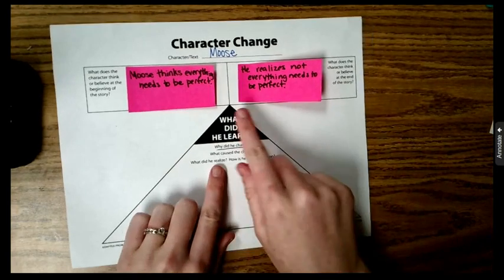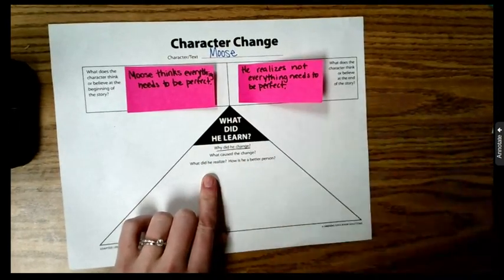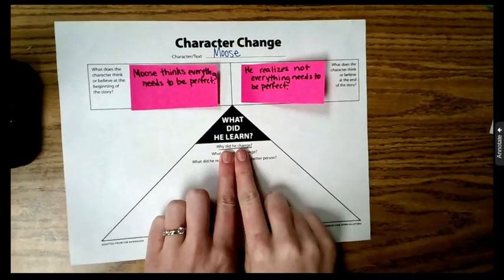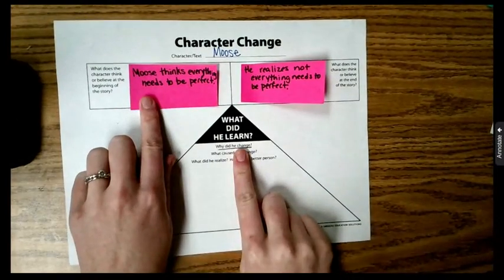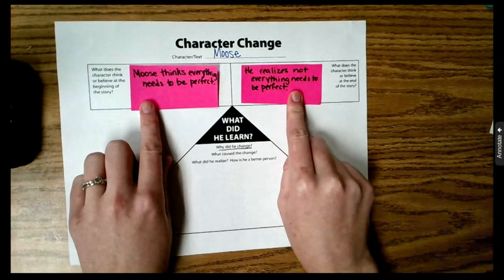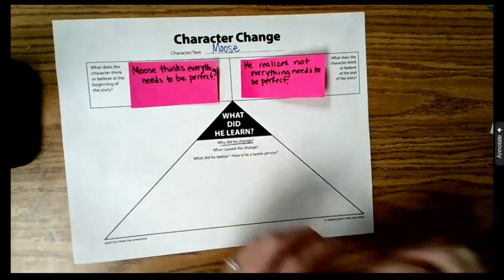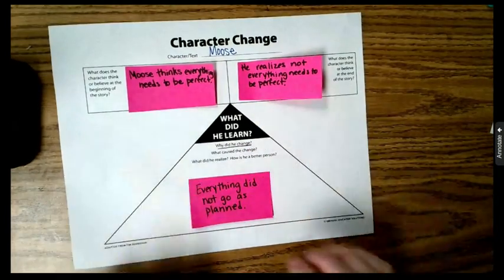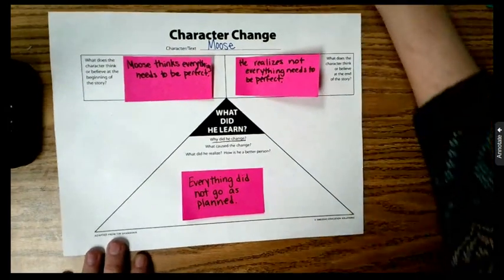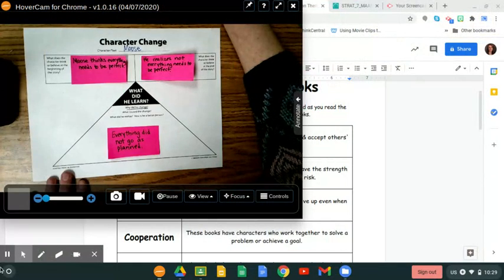Okay, so now this one has a lot of questions here. It said, what did he learn? Why did he change? What caused the change? What did he realize? How is he a better person? I focus on why did he change? Why did he think everything needed to be perfect? And then he realized that not everything needed to be perfect. Well, it's because his plan didn't really work out. He had a plan to have a tree, and then that didn't really happen, did it? So why did he change? Because everything did not go as planned. So that's my character change sheet for my book.